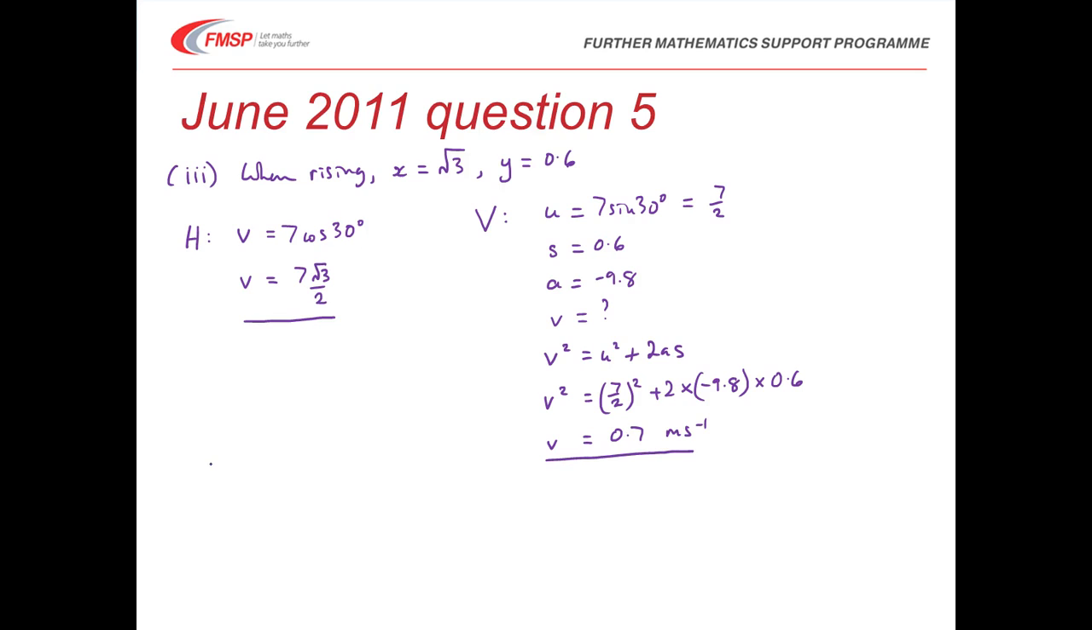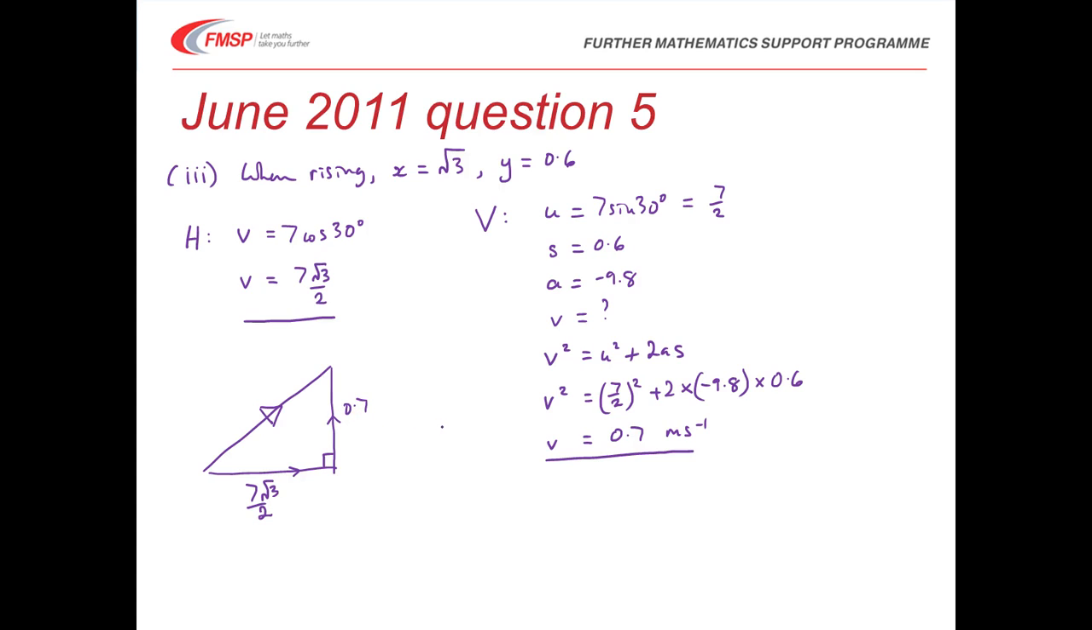So what's happening? The particle is rising, so its motion is in this sort of direction. And what do we know about the two components? We found out that the horizontal component is 7 root 3 over 2, and that the vertical component is 0.7.